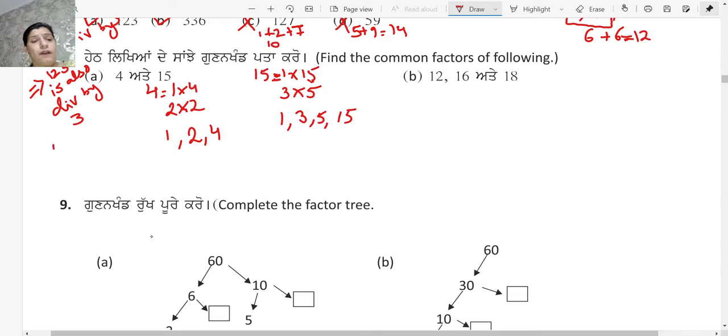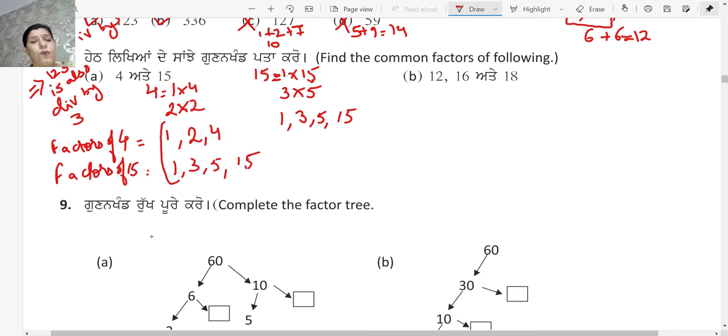Now I will write over here factors of 4, and then factors of 15: 1, 3, 5 and 15. Now students, you can easily see that the only common factor between them is 1. So common factor is 1.